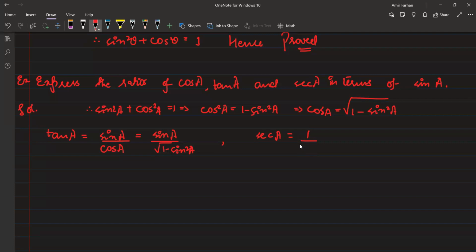Reciprocal of cos. Yes, the reciprocal of cos. Very good. What is the value of cos A here, dear? 1 minus sine square. So this is the answer. So these terms are changed into sine A. Is this clear to you? Yes or no, Adil?